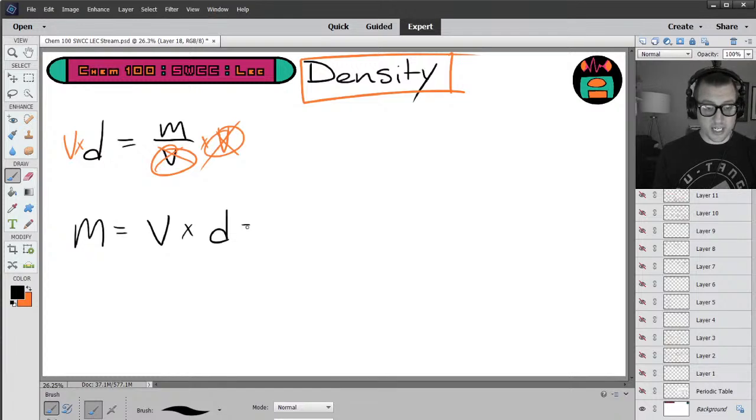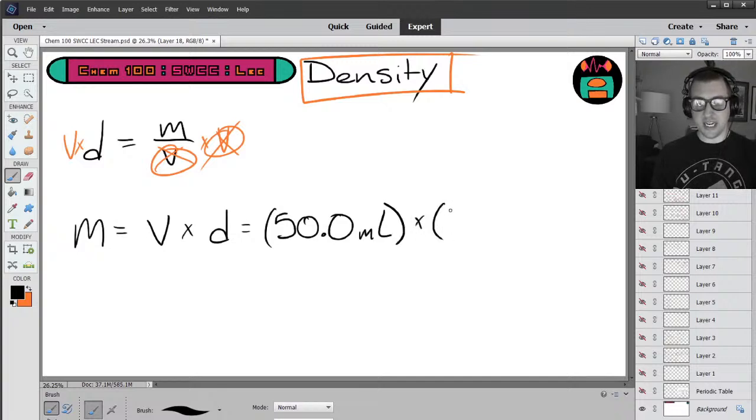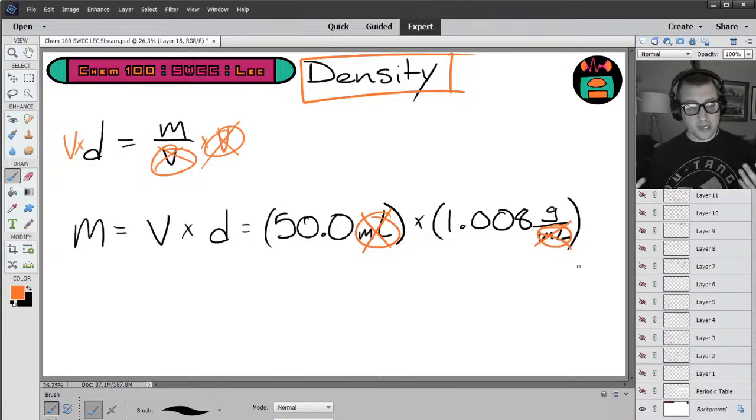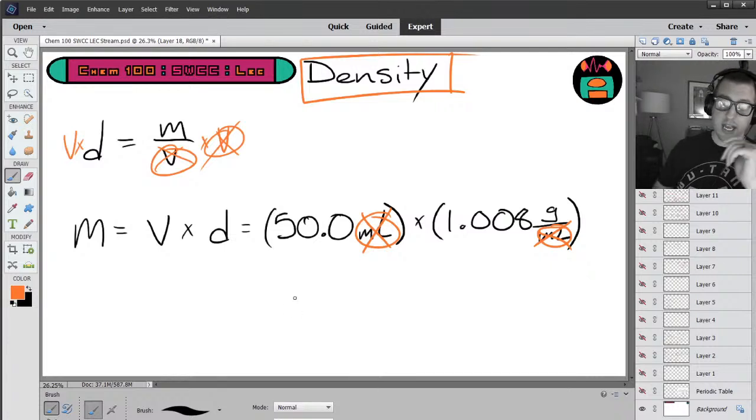Now we know both of these quantities. Now that we've isolated mass, we can plug them into this expression. Our volume is 50.0 milliliters, and our density is 1.008 grams per milliliter. You'll notice when you multiply these together, milliliters cancel with milliliters, which is as it should be, because we're solving for mass, so we should cancel our volume units and be left with a mass unit, and grams is a mass unit.